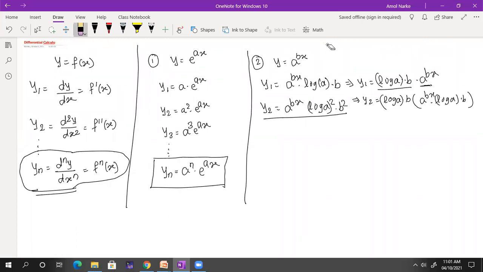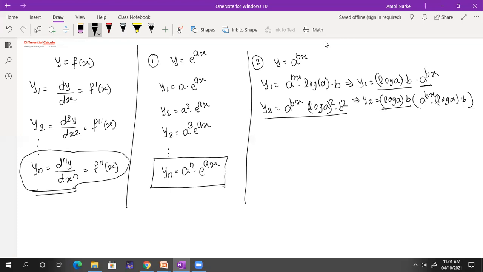Whatever constant term I have, I take it outside. So log a into b I take it outside because a and b are constant. Log a is also constant. I differentiate a raised to bx. What is the differentiation of a raised to bx? Just right now you told me, this thing. So I put it as it is, and I'm getting this thing. Yes or no? Got it, everyone?